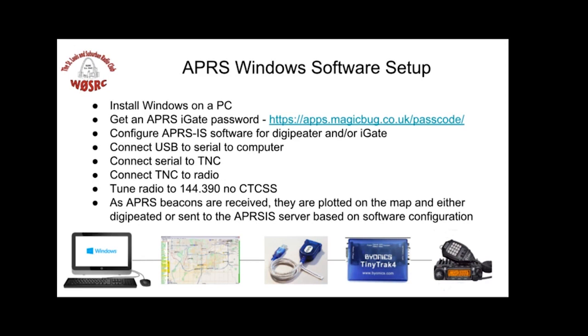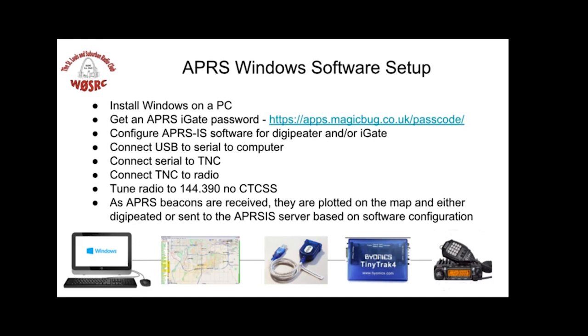All right. APRS, I'm running low on time here. APRS Windows setup. So PC, the hardest part of this whole thing is you got to get an APRS iGate password. Basically, it's a hash of your call sign. It was this elusive thing, and then somebody wrote a program and put it on the internet, and now anybody can do it. So get an APRS password, configure APRS-IS software for a Digipeater and or iGate. To your comment, probably start out with an iGate first.